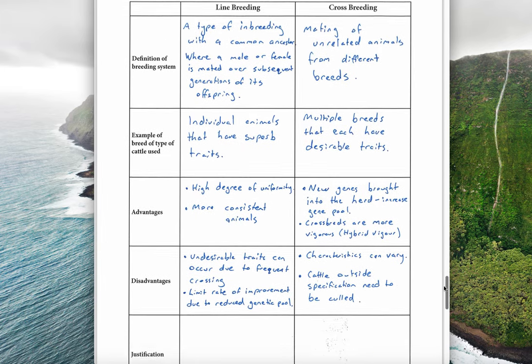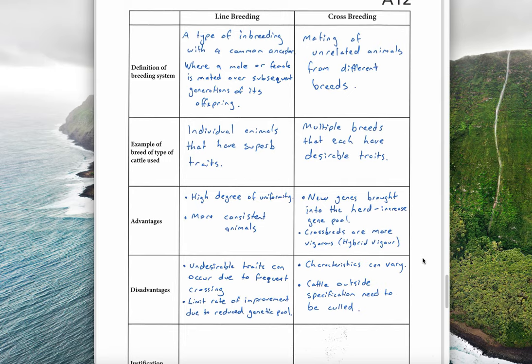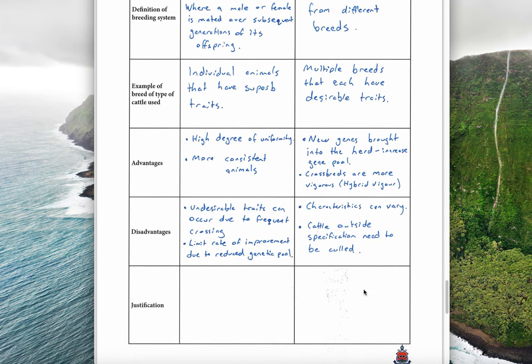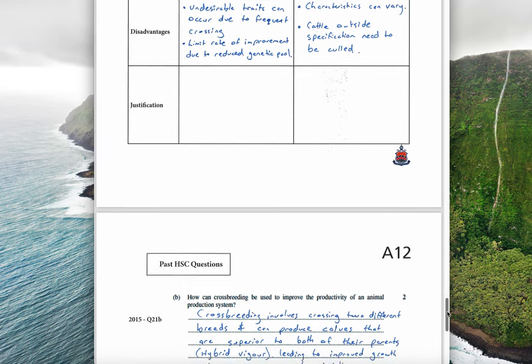All right, looking at the line breeding and crossbreeding, this here is just a summary basically of what we've already talked about in a table, and it'd be good for you here to write some kind of justification about why you might or might not use it, but that needs to be basically in your own words there.